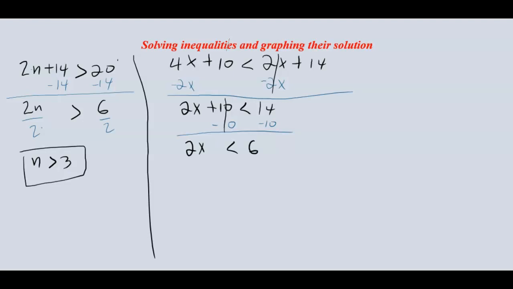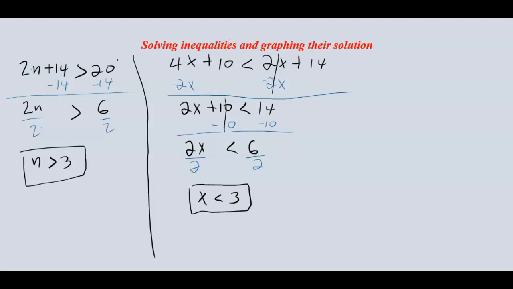Now, we're going to divide both sides by 2, since 2 multiplies x, so the inverse operation for multiplication is division. So in this case, you get x is less than 3. Alright, so x is less than 3, and that's the solution here.